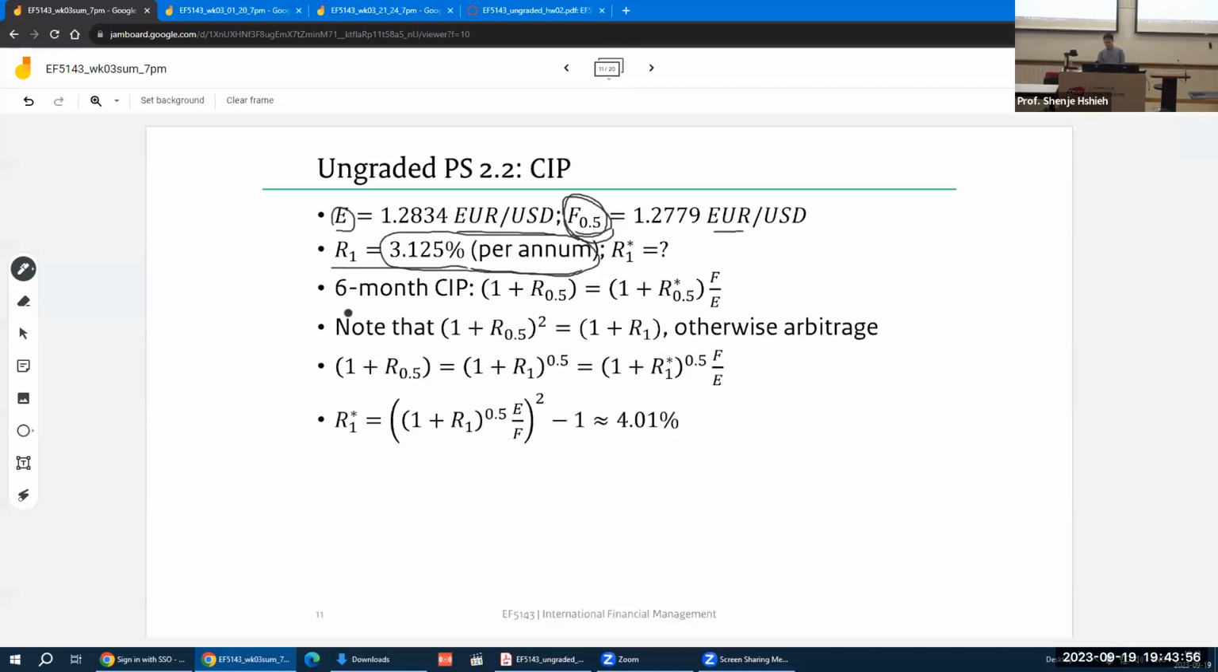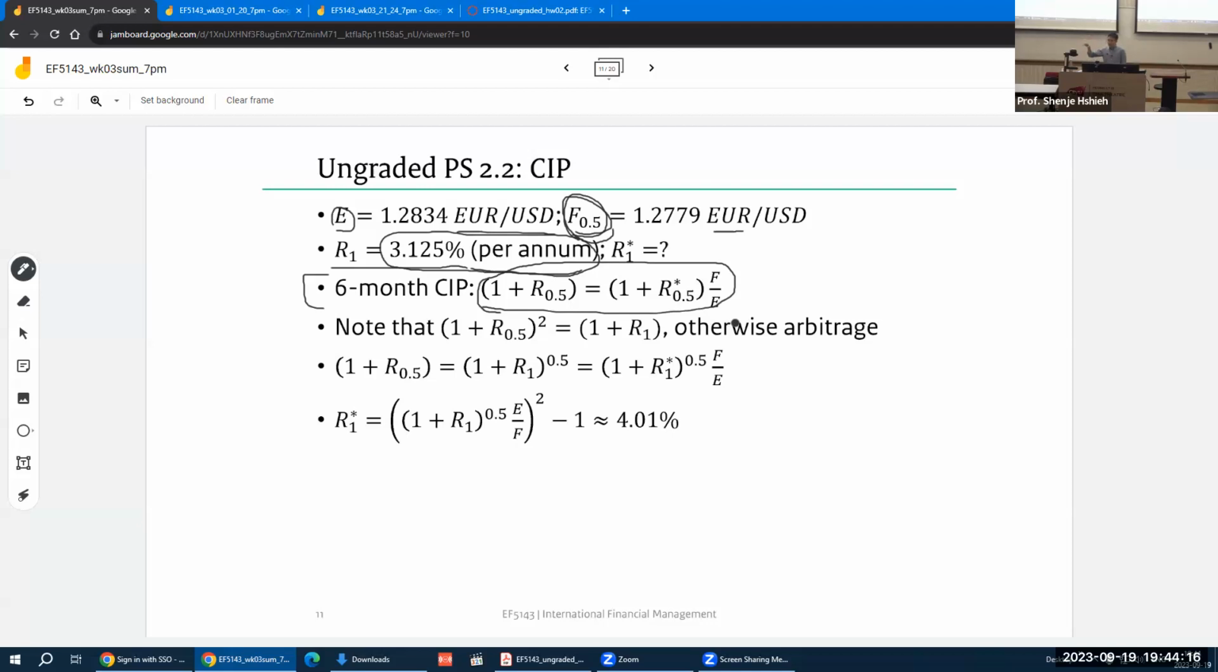Okay, so the third bullet point. This is what we want, right? We want to apply the 6-month covered interest rate parity with R_0.5 and R*_0.5. Again, F over E is just reducing that to 1 minus (F minus E) over E, right?